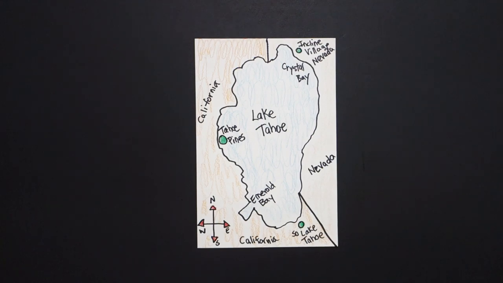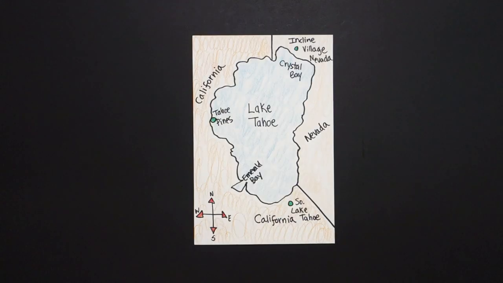Okay, let's see what this looks like all colored in. Okay, here is Lake Tahoe, all colored in. Largest freshwater lake in the Sierra Nevada Mountains, in between the states of California and Nevada.